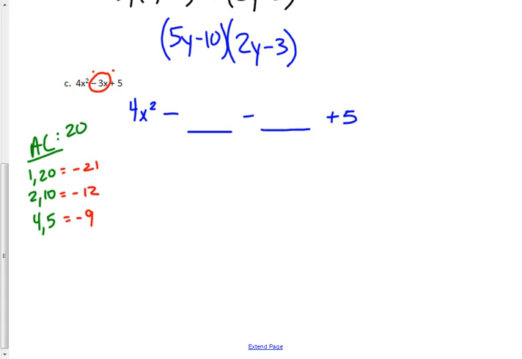So what you need to know is that this trinomial is actually already prime. It can't be factored. So that's what we just state: it can't be factored.